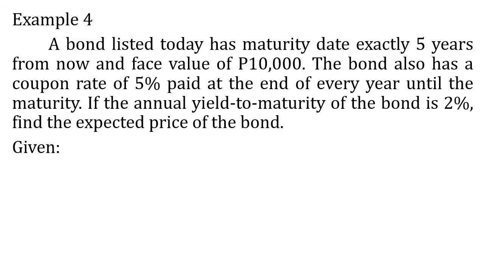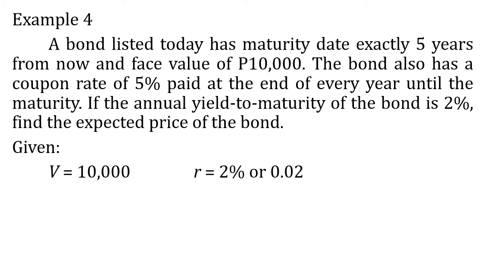For example, a bond listed today has a maturity date exactly 5 years from now and a face value of 10,000 pesos. The bond also has a coupon rate of 5% paid at the end of every year until the maturity. If the annual yield to maturity of the bond is 2%, find the expected price of the bond.